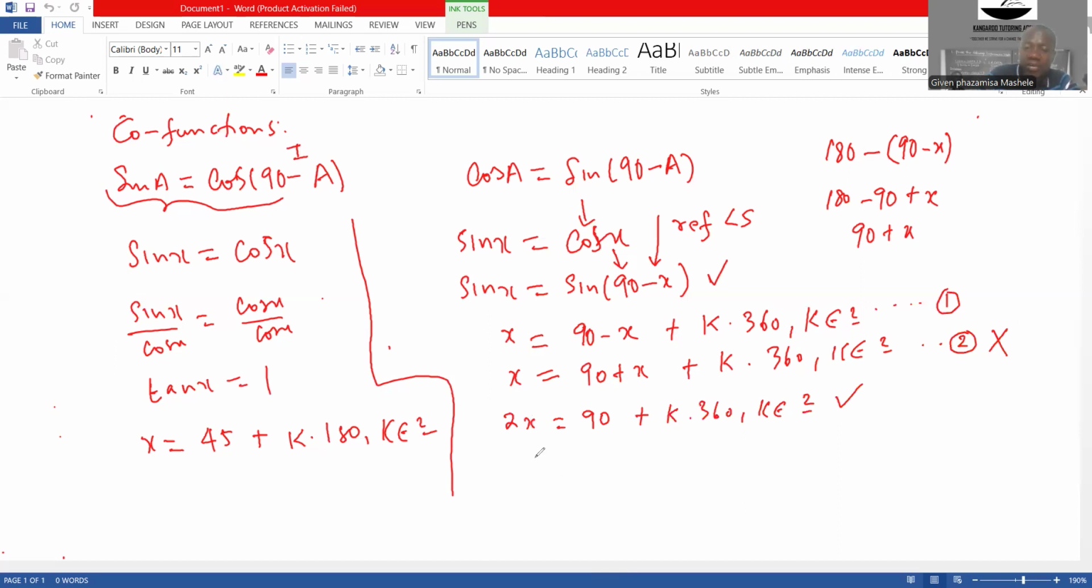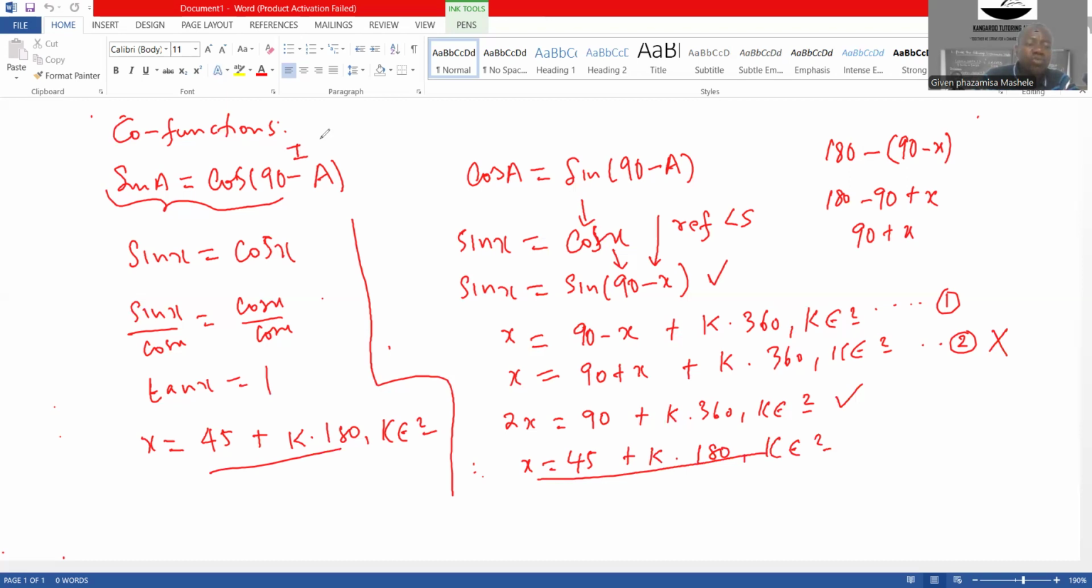Since we are solving for x, we can divide everything by 2. It will also affect the period, so we divide that by 2 as well. So x equals 45 plus k times 180, where k is an element of integers. So you see that we get the same answer as in the method where we changed sine and cos into tan.